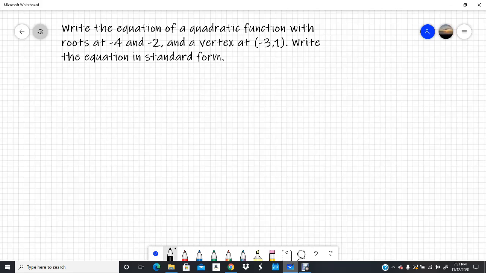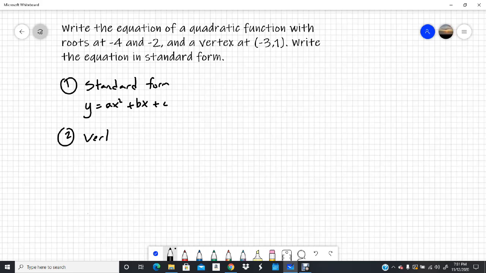When we begin this question we want to first figure out which type of forms we have as quadratics. Well, there's generally three different forms. One of them is standard form, which we're being asked to bring this quadratic function equation into, and that is y equals ax squared plus bx plus c.